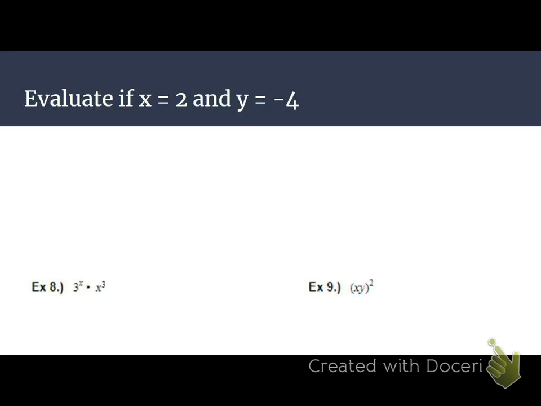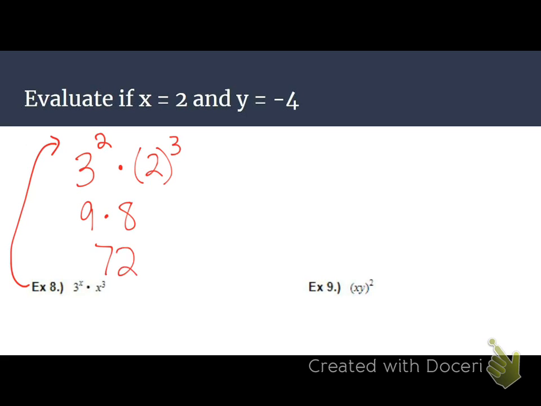On this one, there's really no simplifying to do beforehand. There's really just one way of doing it. I'm going to rewrite it up above when I plug in. So I am raising 3 to what power? The second power, times I'm taking 2 to the third power. 3 squared is 9. 2 cubed is 8. 9 times 8 is 72. Questions about number 8?